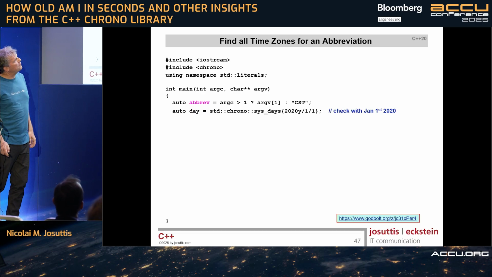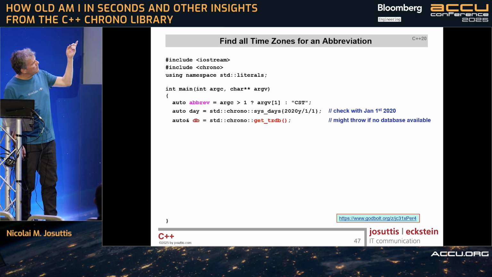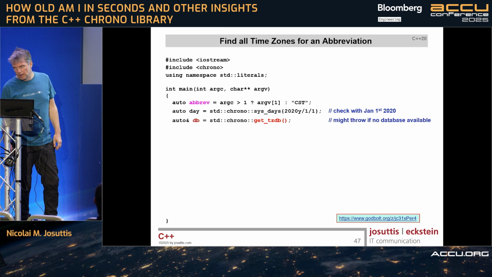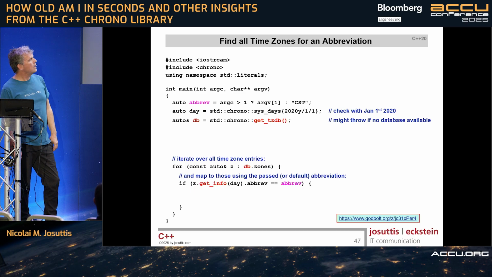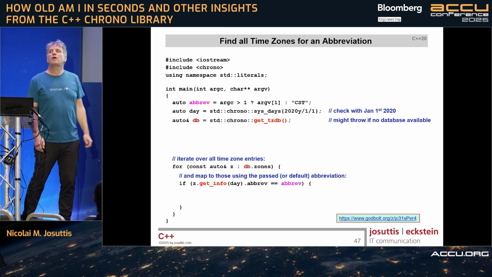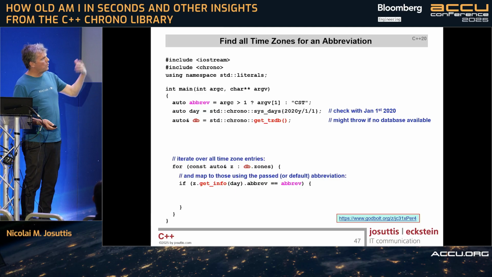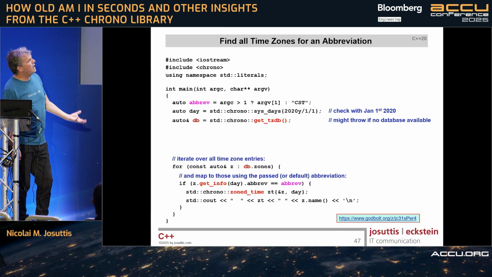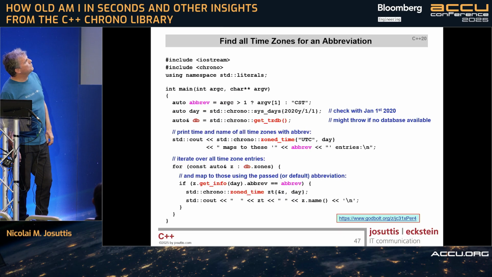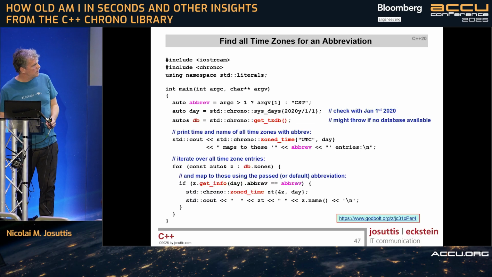And let's have here January 1st, 2020. And now here it's a call. That's the full time zone database. And with that time zone database, I can iterate over all the zones we have there, all the entries, and get the info, that's all the information about these time zones. And there one member is the abbreviation. And now we can compare with that abbreviation and print out the data. And let me do that.